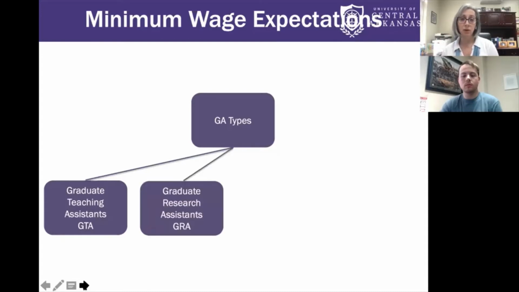We also have graduate research assistants. Graduate research assistants are going to be people who are devoting the majority of their time to some research endeavor. We have two GAs here in the graduate school who are actually classified as graduate research assistants. We are working very hard to try to develop a research agenda around graduate education here at UCA. So that is a research project that they're engaged in.